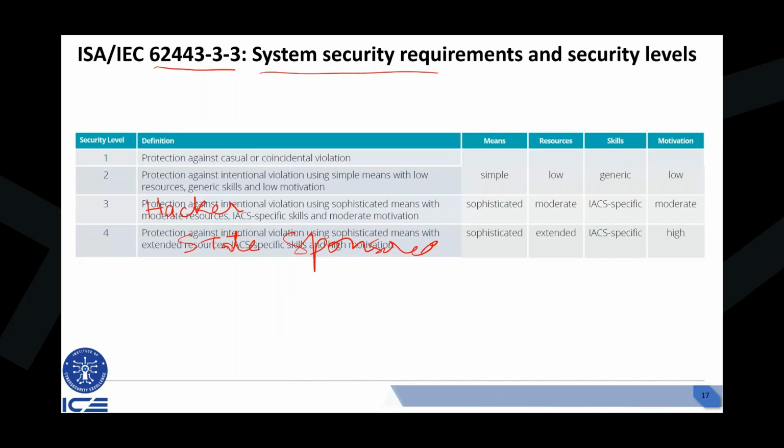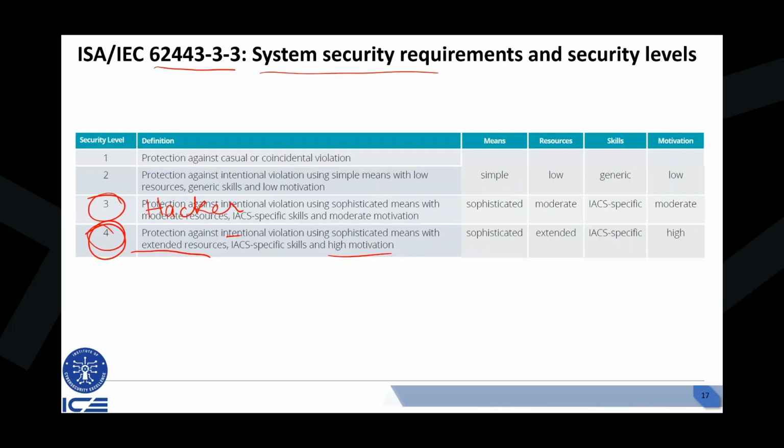But if you want to protect against a hacker who really wants to do damage to your control system, and you don't care about state-sponsored attacks, you should define your security level at 3. But if you think you have a critical infrastructure which you want to protect even from state-sponsored attacks, because states typically have extended resources and high motivation if they want to cause damage for political reasons, geopolitics and all that, then you should define the security level at 4 for your control system, for the components.